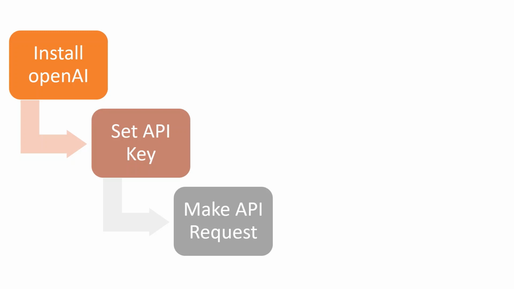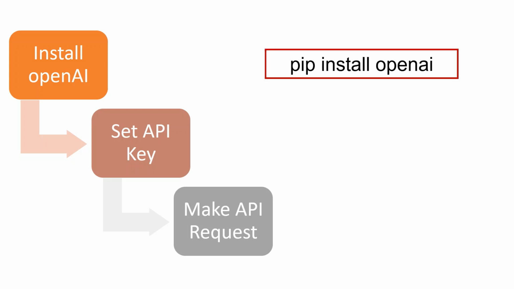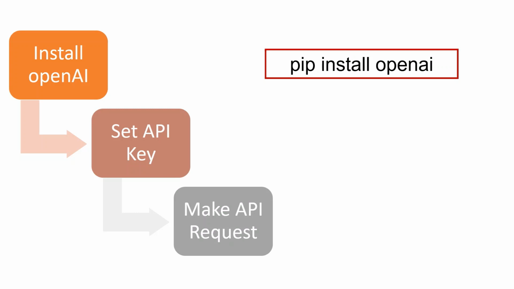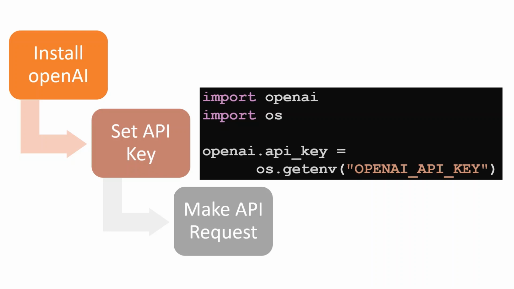Let's have a quick recap of the steps that we covered in the previous video on how to make an API request. Step 1, install the OpenAI library by running the command pip install openai either in your terminal or in the command prompt. Now you have the necessary package to interact with the OpenAI API. Step 2, set up your API key. We have already got it from the OpenAI website. Ensure that you have stored it securely because that needs to be included to authenticate your request to the API.